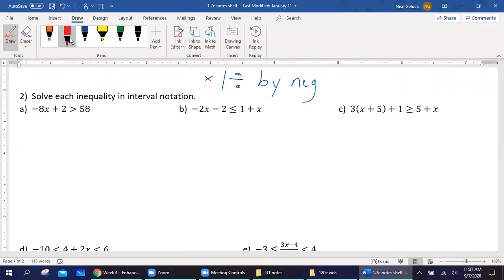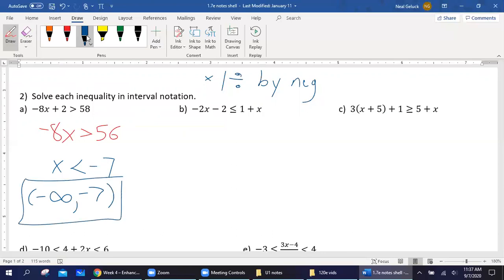So if I subtract 2, I'd have negative 8x greater than 56. But now I would have to divide by negative 8. So I'm dividing by a negative, so that is going to flip my inequality. X is less than negative 7. But then in interval notation, this would be negative infinity, negative 7. That's how I want to write my answer.